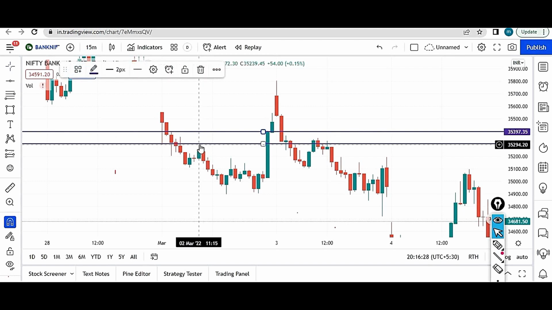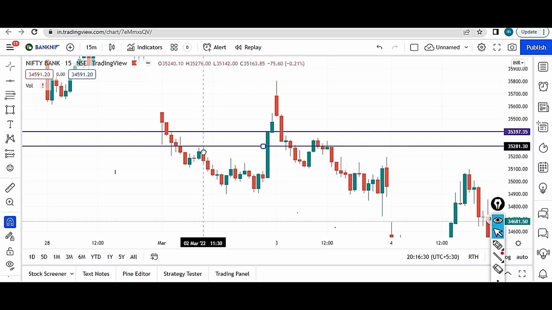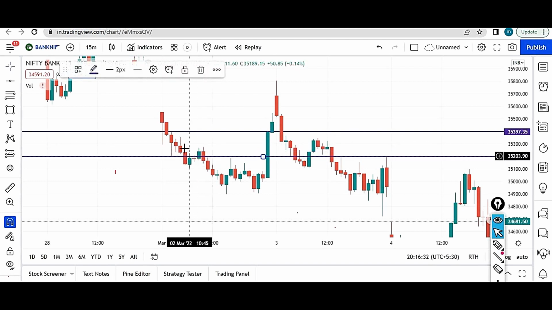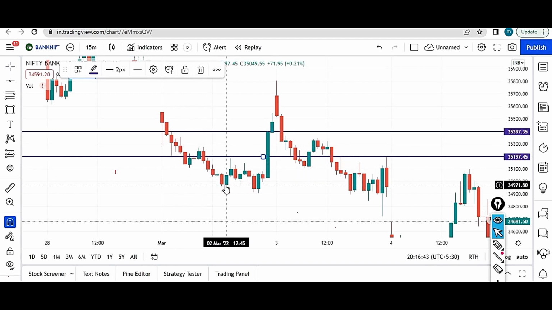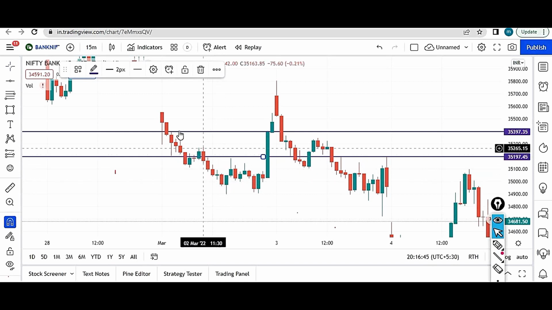If you miss that opportunity, you can even enter here. This is a very small candle, so you can enter when the price is crossing this level. Your stop loss will be here. You can ride all this move. Okay, it's a very good opportunity.